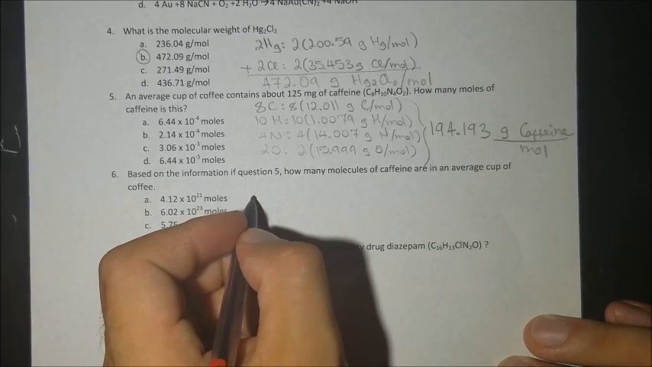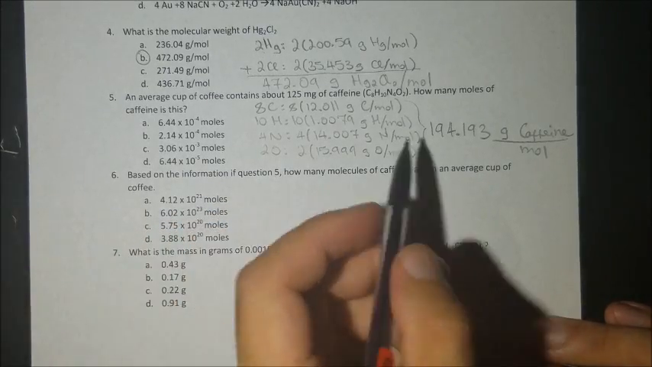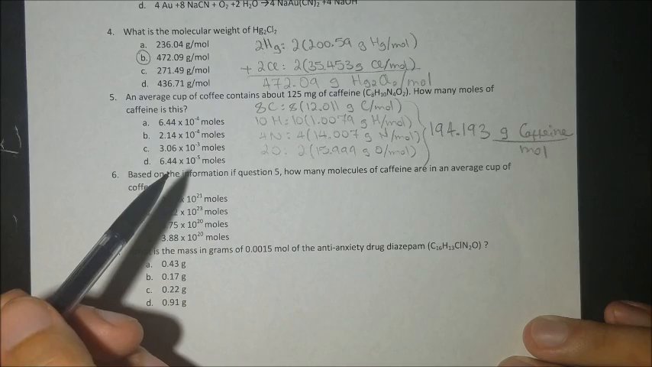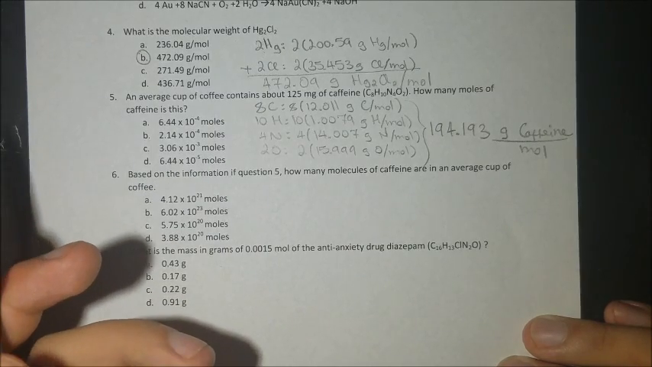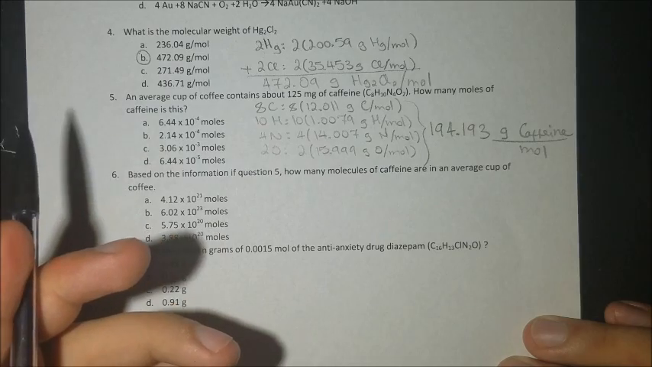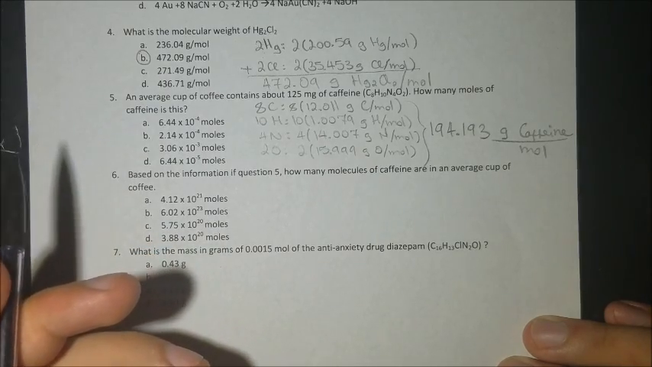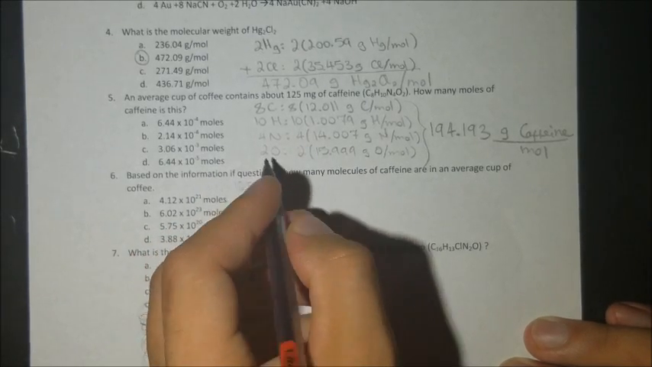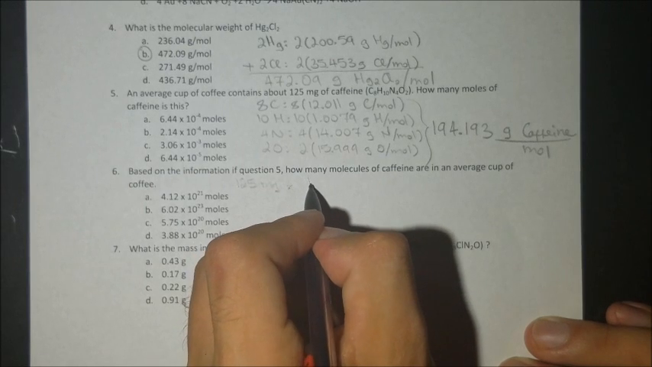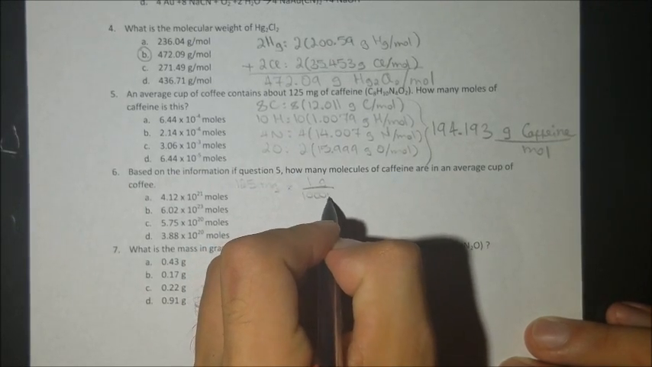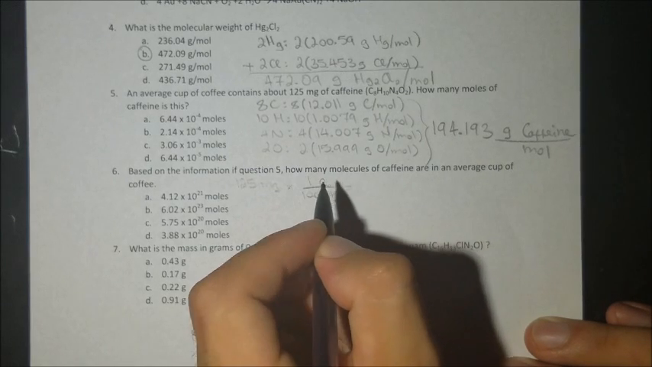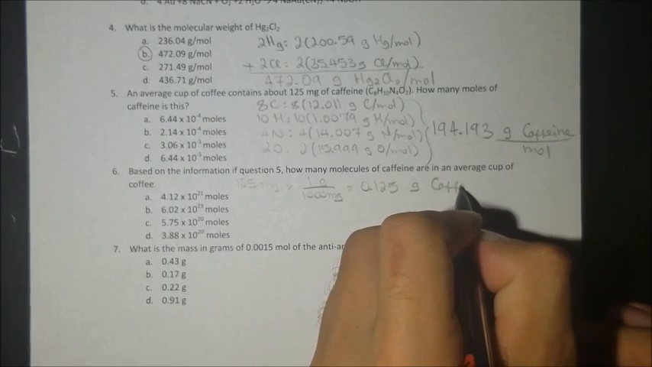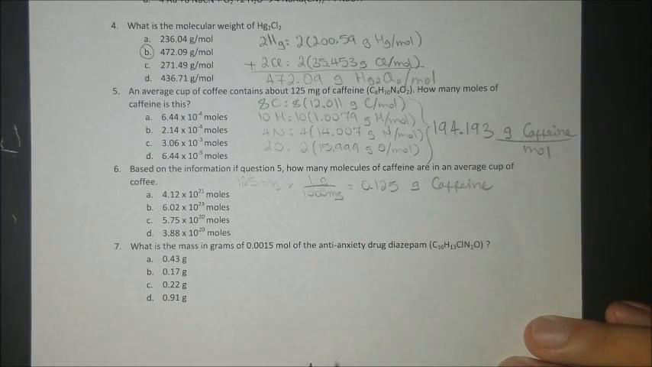So let me jump down here to finish this problem. Now that I know how much a mole weighs, I need to figure out how much 125 milligrams weighs. If you remember from your metric tables, 125 milligrams is just 0.125 grams. So it's 125 milligrams times, for every 1 gram I've got 1,000 milligrams. That's 0.125 grams of caffeine. So that's how many grams of caffeine I have.